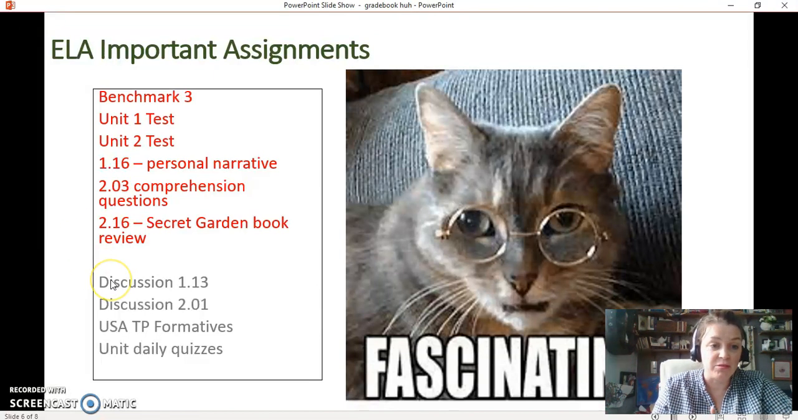If you didn't, then I don't know, maybe you were still in Miss Swiss's grade book. That was during that weird, messy time. 2.01 was required, and it was talk about a time you'd ever kept a secret. It was just easy fun. So posting on that discussion would get you 20 points there. The formatives start to add up. Those are worth 10 points each. And then your daily quizzes, look, that's last.